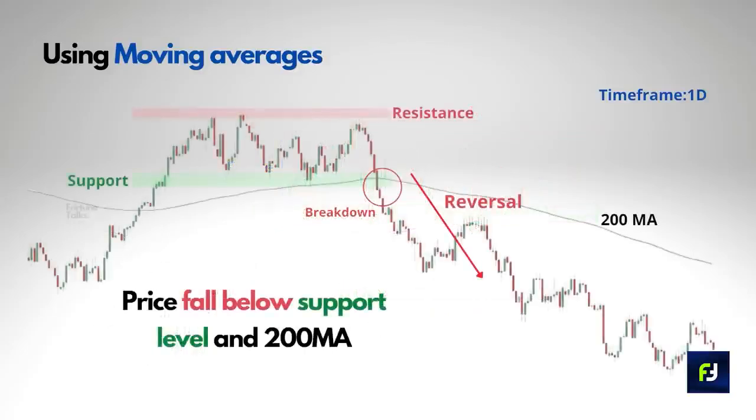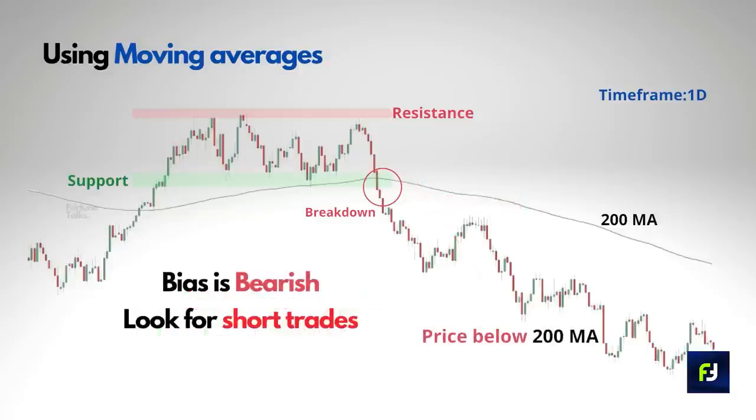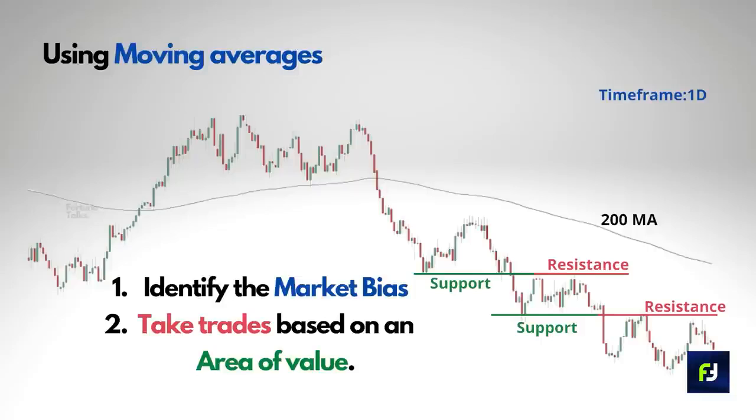The price broke down the support level and even moved below the 200 moving average with great momentum. There wasn't any price rejection of any sort from both these areas of value. Now, we can have a short bias since the price is trading below the 200 moving average, and now we can look for opportunities to go short on the market. Now, this is how you can actually use the 200 moving average to give you a bias to know whether you should go long or stay short.